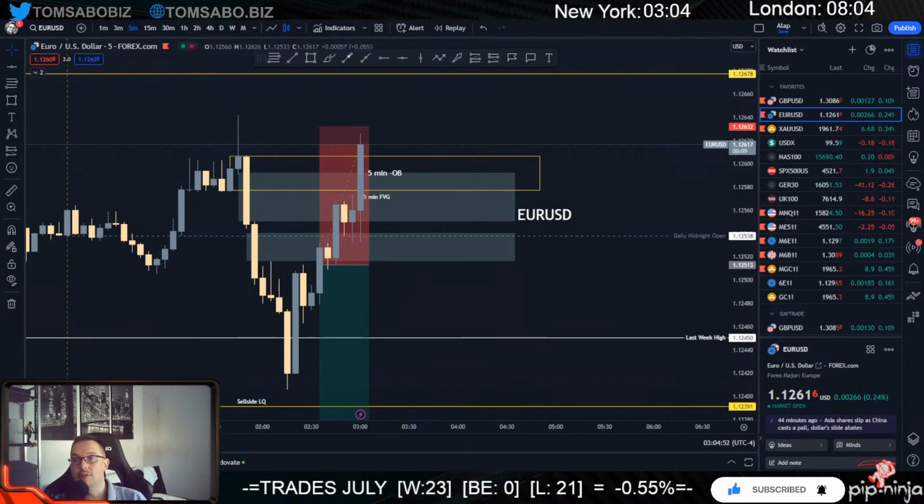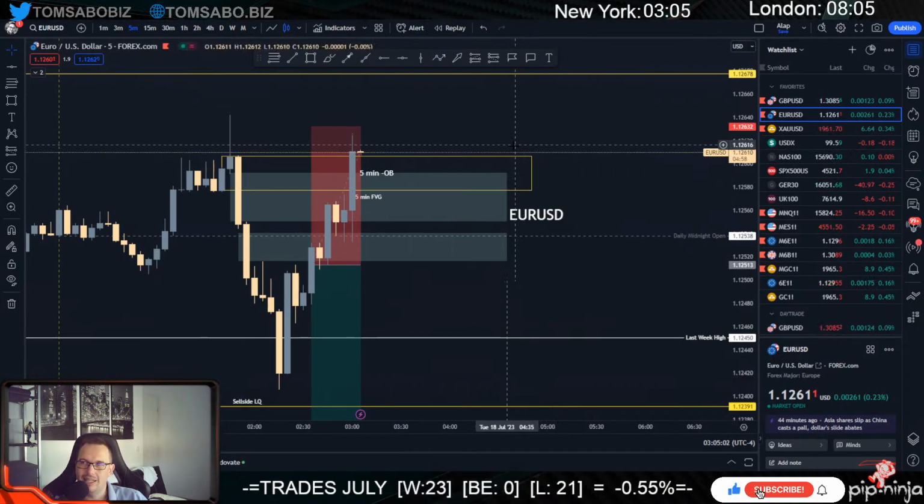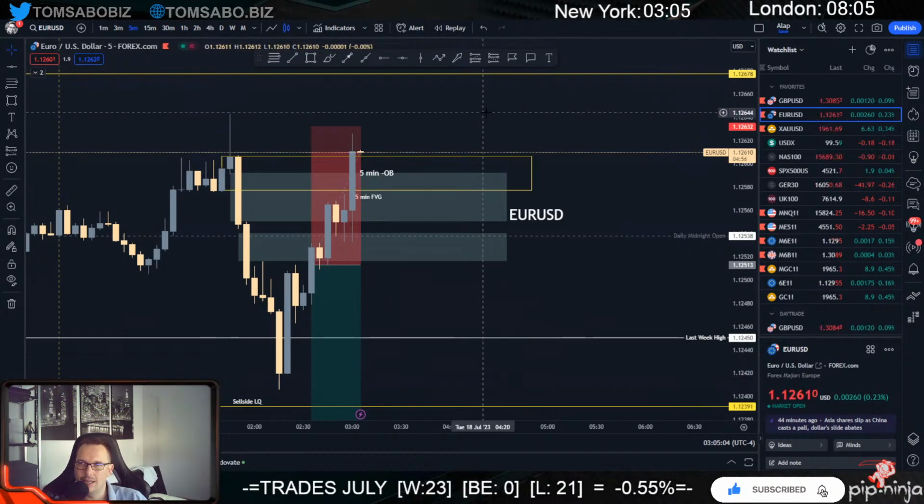Well, I'll definitely consider that, but I'm only using the fib tool for determining equilibrium level and optimal trade entry. Otherwise, intraday, not that much. I'm not using it that much.